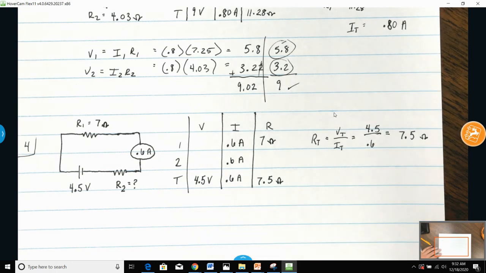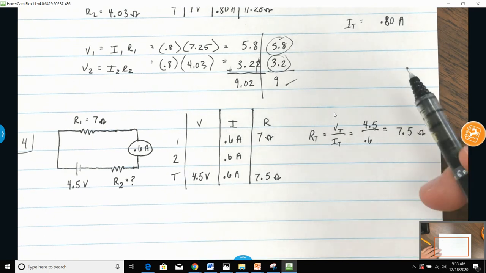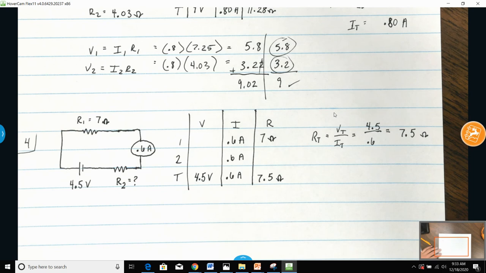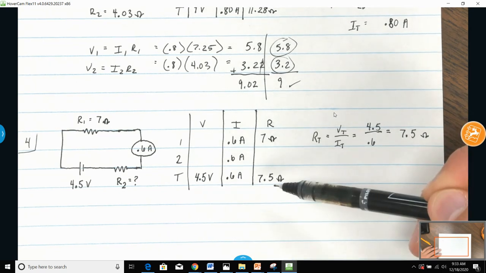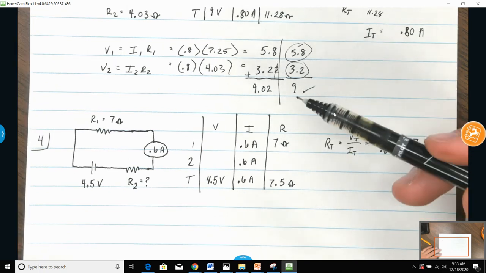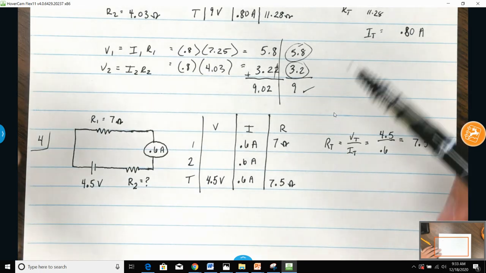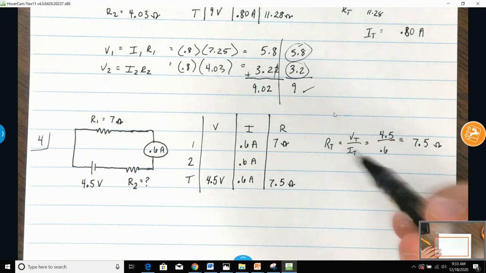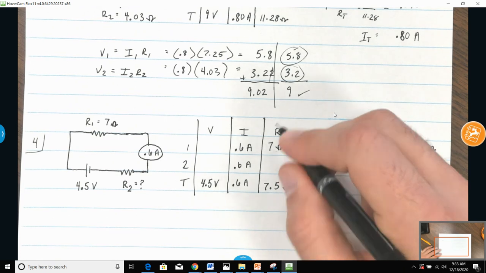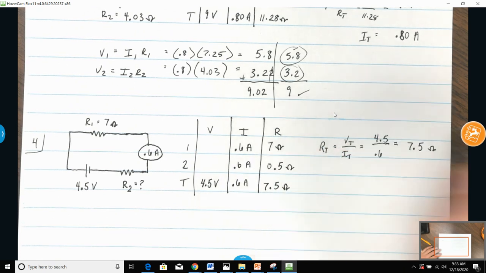Now, R1 is 7. Good. R2 should be what? 0.5. How'd you figure that? Well, we know what the total should be. The total is 7.5, and we know one of them. And from our rule before, the total resistance in a series circuit is you add all the resistors together. So 7 plus something has to equal 7.5, which means R2 needs to be 0.5 ohms.